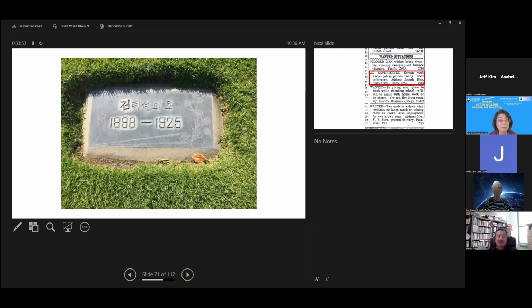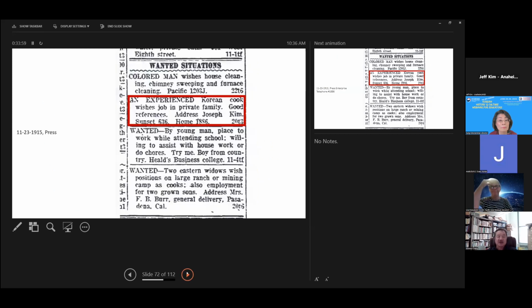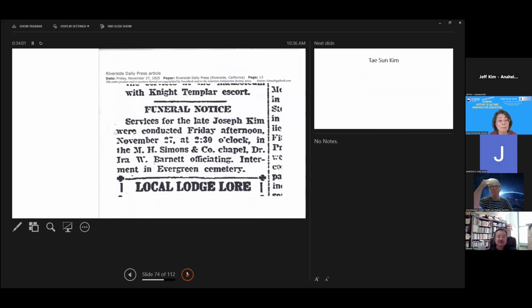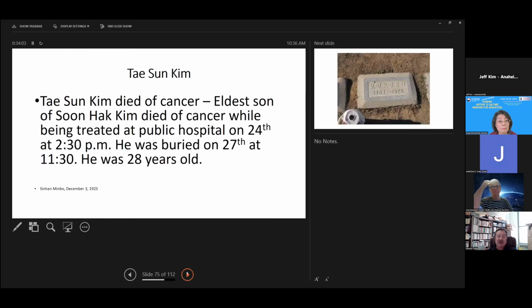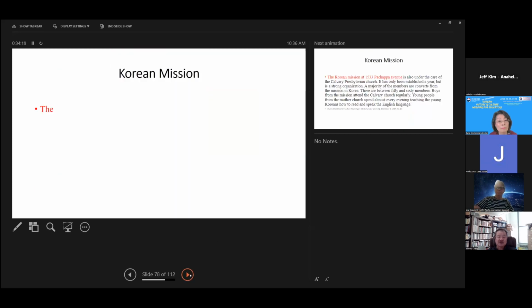I found another headstone, Kim Tae-sun, and I didn't know who he was either, but he turns out to have died of cancer, according to Shinhan Minbo. He was the eldest son of Suna Kim, and in 1925, six years later, he passed away as well. And so I'm going to skip this.